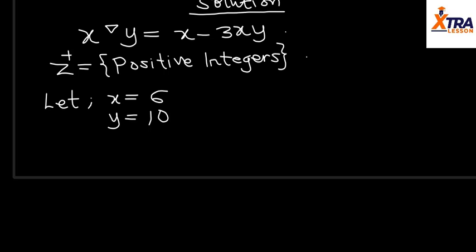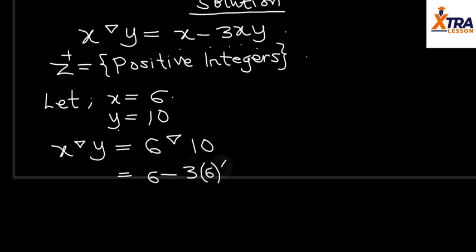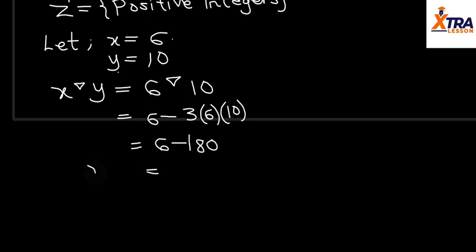So for this operation, x operation y can now be referred to as 6 operation 10, which from the formula above, x minus 3xy, means that anywhere we see our x, we represent it with 6, and anywhere we see our y, we represent it with 10. So we have 6 minus 3 times 6 times 10. Working this out, 3 times 6 gives me 18, 18 times 10 gives me 180. So subtracting this, I'll have my x operation y give me a value of minus 174. So I've gotten my value.